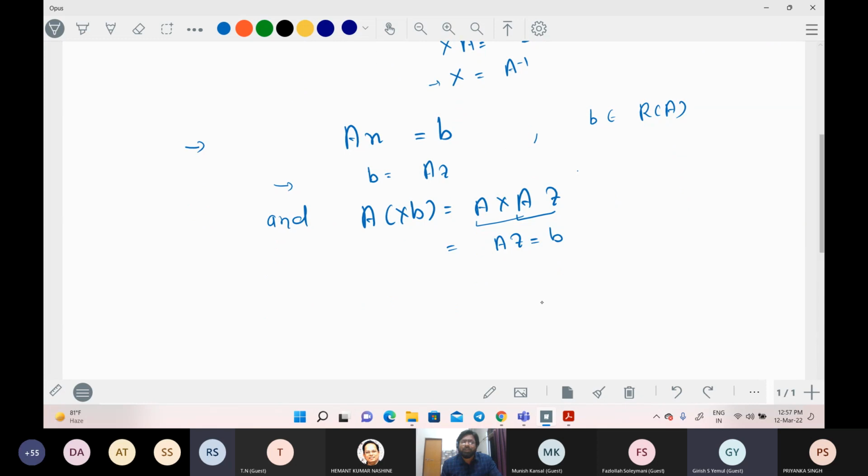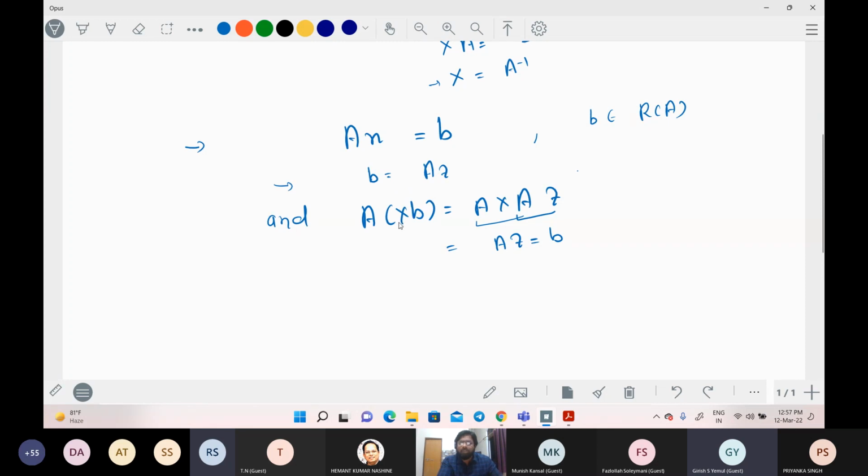What I'm trying to say here is that the generalized inverse solves the system of linear equations. If this system is consistent, it means B belongs to the range space of A. By saying that B belongs to the range space of A, I can say B equals A of some Z, where Z is some arbitrary vector.